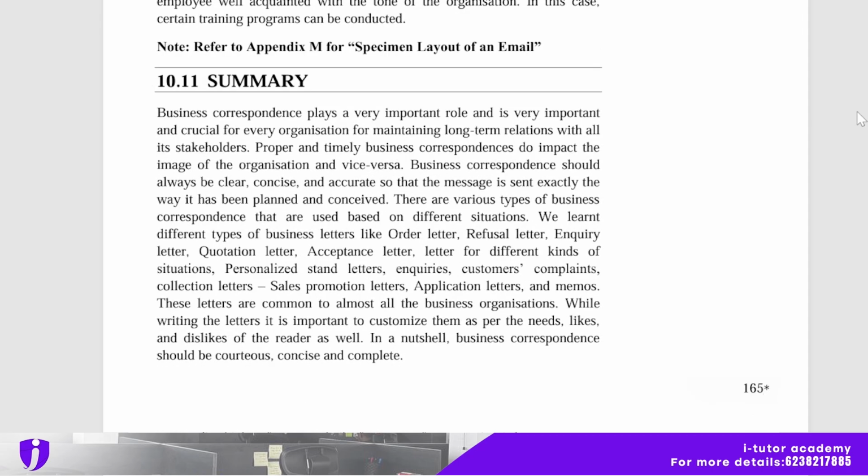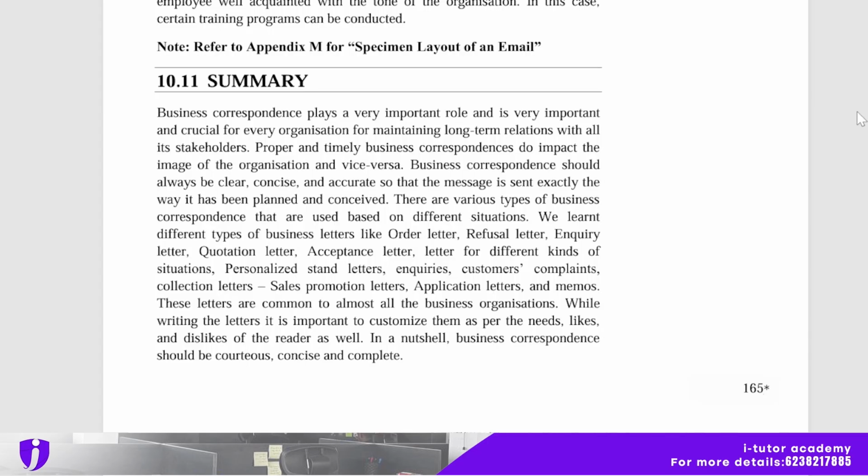Business correspondence plays a very important and crucial role for every organization in maintaining long-term relations with all its stakeholders. Proper and timely business correspondence does impact the image of the organization and vice versa. Business correspondence should always be clear, concise, and accurate so that the message is sent exactly the way it has been planned and conceived.